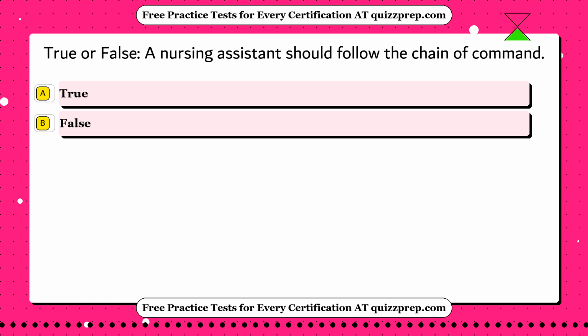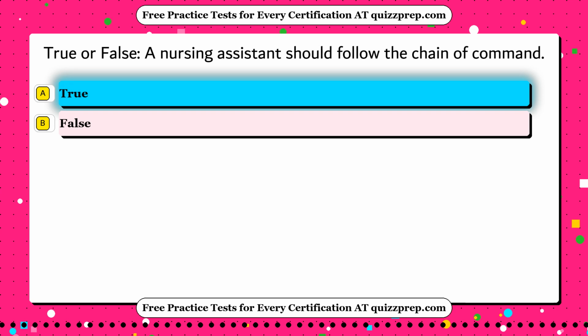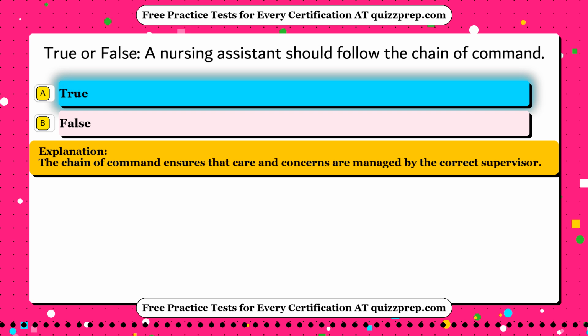Question 152. True or false, a nursing assistant should follow the chain of command. Option A, true. Option B, false. The correct answer is option A, true. The chain of command ensures that care and concerns are managed by the correct supervisor.